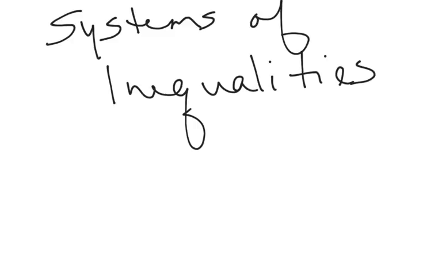Okay, this is for Algebra 2. It's systems of inequalities. Remember that what makes it an inequality is that you have greater than or equal to, greater than, less than or equal to, or less than. The two main changes between graphing equations and graphing inequalities is you have to decide whether it is solid or dashed, and if you have to decide if you're going to shade above or below.